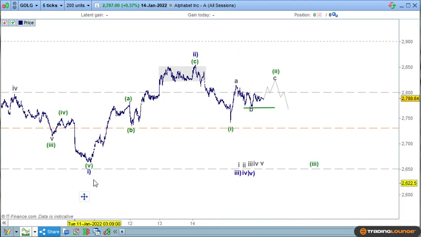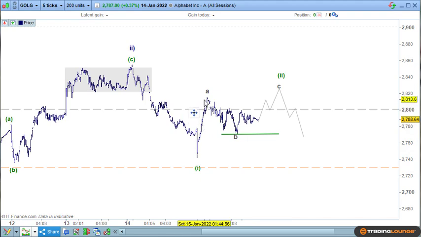So we've got wave 1 here with an A and a B and a C for wave 2. And then we've got this impulse wave down here as wave 1. We could possibly put this green wave 2 here, but it looks a little bit impulsive up there as a 5-wave structure, and this also looks corrective.